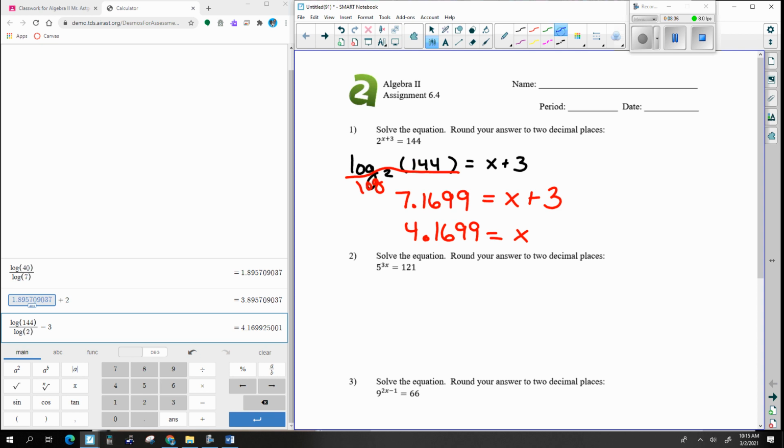Round to 2 decimal places. This is going to be 4.17. 4.17.